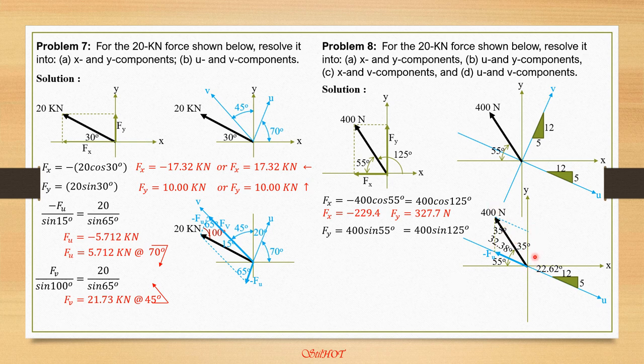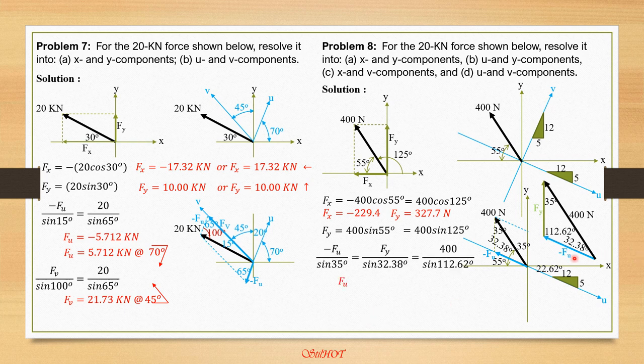Remember the property of a parallelogram. So this obtuse angle here is 180 minus 35 minus 32.38. So that's negative Fu, that's Fy, and this is the 400 newton force. This angle is 32.38, that is 35 degrees. So this is 180 minus 35 minus 32.38, that's 112.62. To solve for Fu, negative Fu over sine 35 equals 400 over sine 112.62, and it is also equal to Fy over sine 32.38. So Fu is negative 400 sine 35 over sine 112.62, so Fu is negative 248.6 newtons. Fy is positive 400 sine 32.38 divided by sine of 112.62. So using your calculator, Fy is 232.1 newtons.